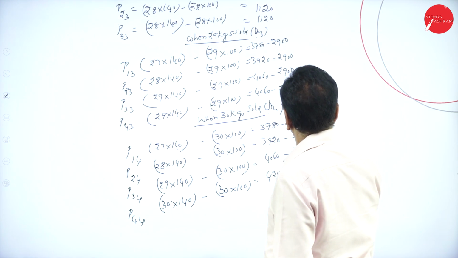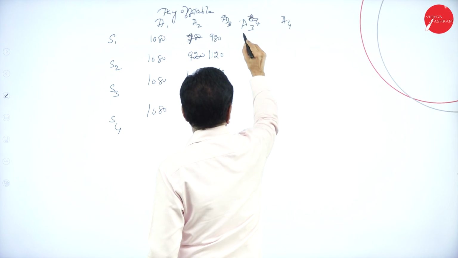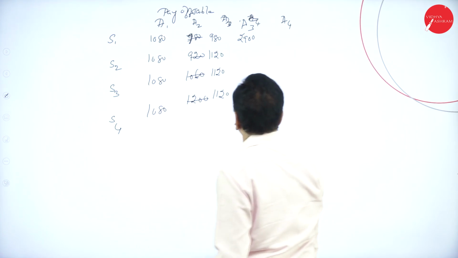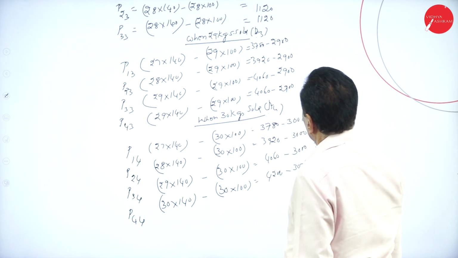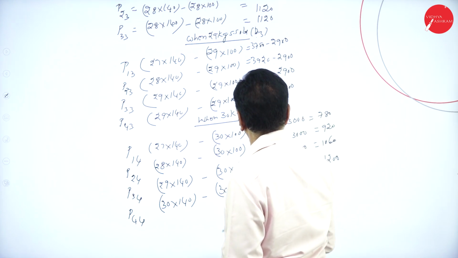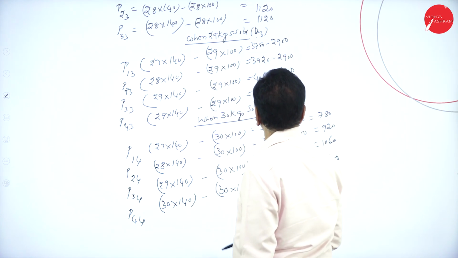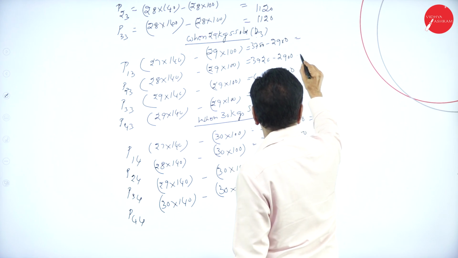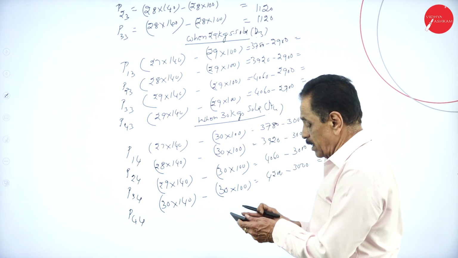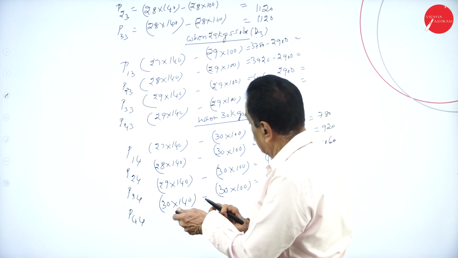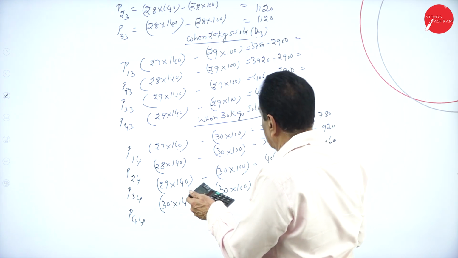A3, 2900. This is 29 into 1, 3000 minus 2900. This is how it will come. A3, 3780 minus 2900, 880.